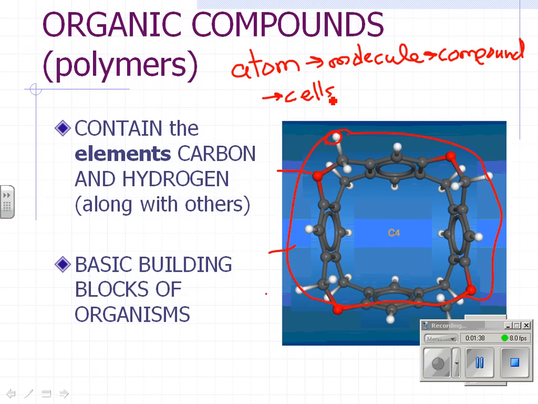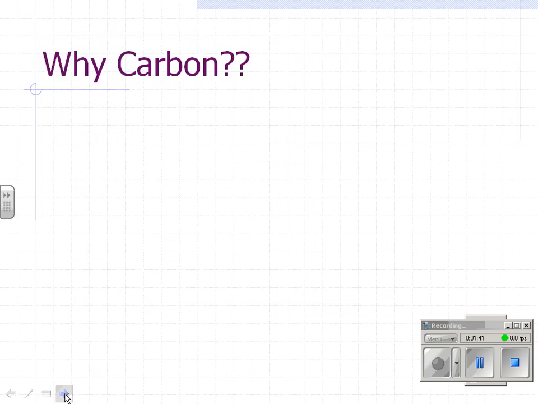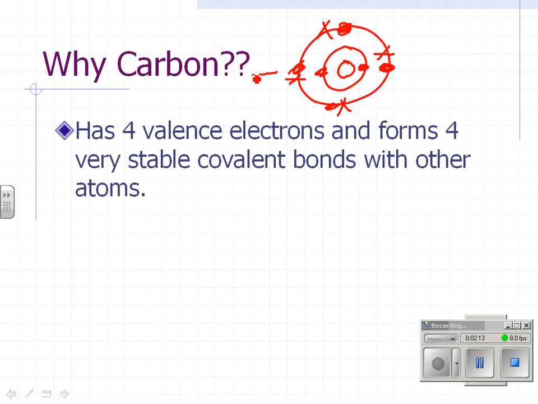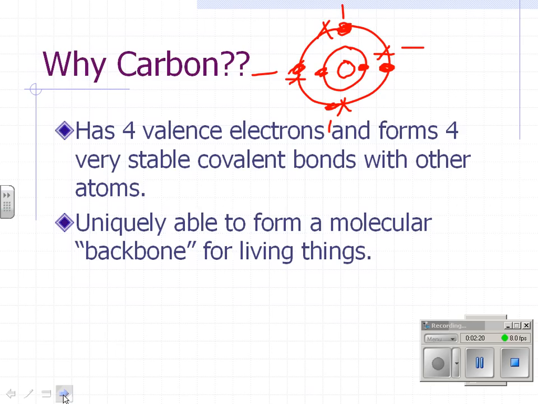Okay, special compounds. 4 special compounds. Now, we said they contain the element carbon. Why carbon? Carbon has 4 valence electrons and forms 4 very stable covalent bonds with other atoms. If we do a quick dot diagram of a carbon atom, 2 electrons in its innermost level, 4 on its outermost level. It wants to get 4 more. I'll draw those as X's. And when it does that, it forms 4 covalent bonds with other atoms. So it's uniquely able to form what we call a molecular backbone for living things.